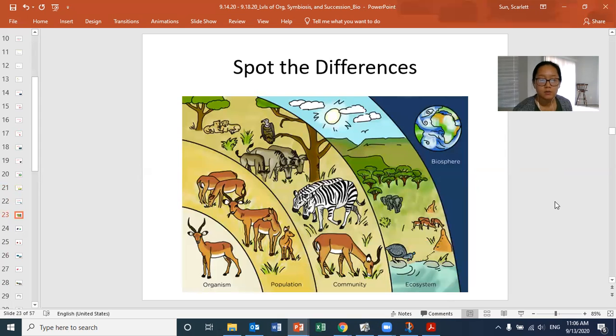So if you look here, you can just compare the pictures going from an organism, which is an individual, to a population, so multiple of the same kind of individual, a community, so multiples of different kinds of individuals, an ecosystem, so different kinds of individuals interacting with each other and with the environment. And the biosphere here is a picture of the entire Earth.